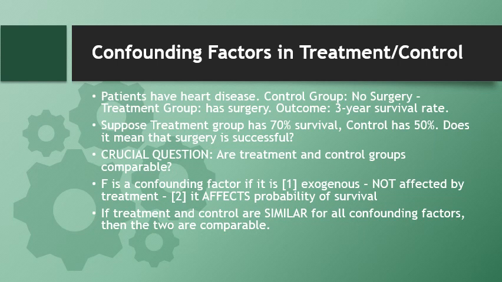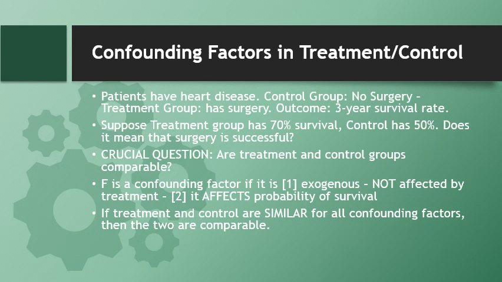For surgery, it's usual to look at the 3-year survival rate as the outcome. So suppose that in a certain group of patients who have heart disease, the treatment group has 70% survival rate in 3 years and control has only 50%. So superficially it means that surgery works well. It improves the rates of survival by 20%. Is this really true? Well, that depends on whether the treatment group and the control group are comparable.